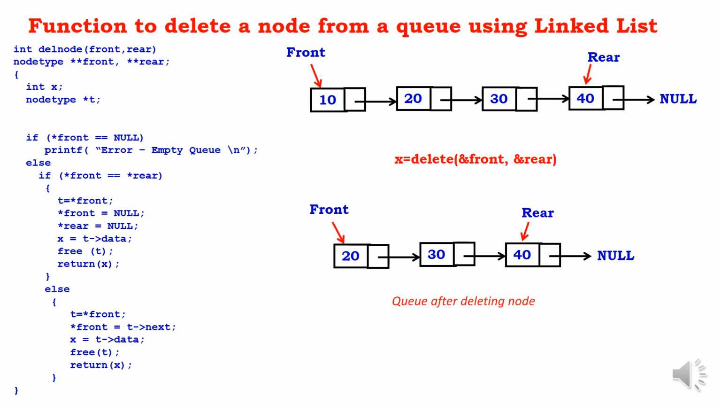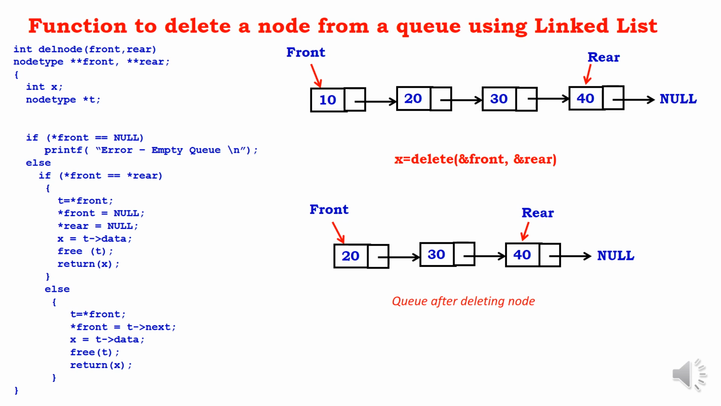Front end is pointed by pointer front, rear end is pointed by a pointer rear. So it forms a queue. If you want to delete a node, the node from the front end will be deleted. Say the queue contains four nodes. When I delete a node, the front node will be removed and the second node becomes your front end.